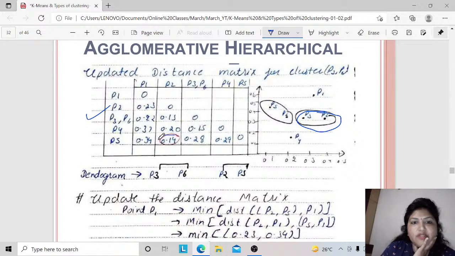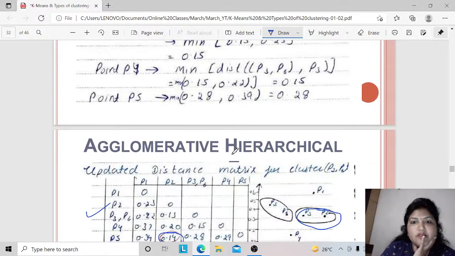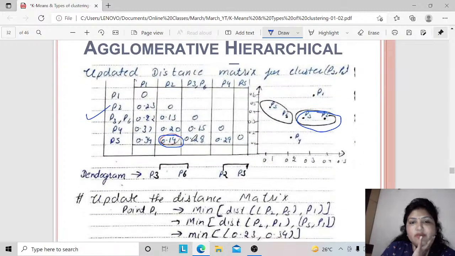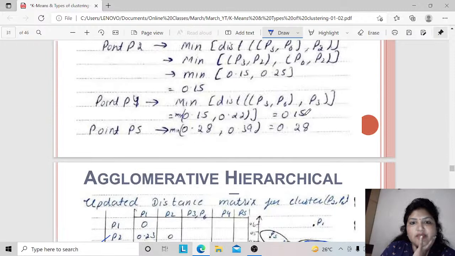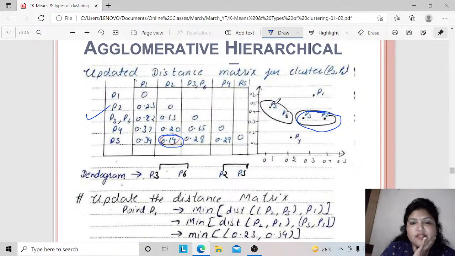Because this value is 0.14, and at this point we are having 0.15, for P3 and P6 it would again be 0.15. So what we have done in the next iteration is get the minimum distance between P2 and P5. So again we have made one cluster out of it.